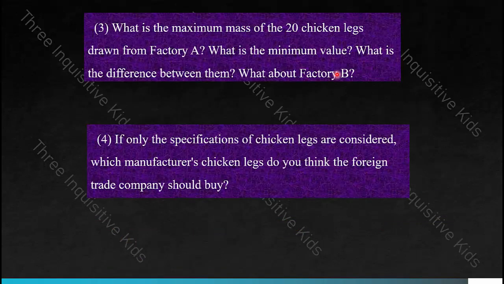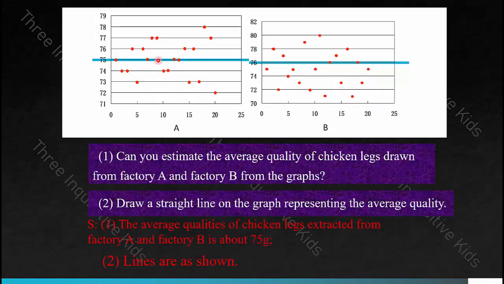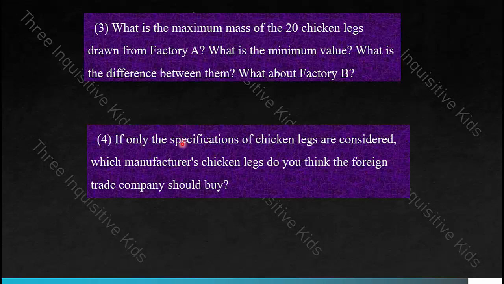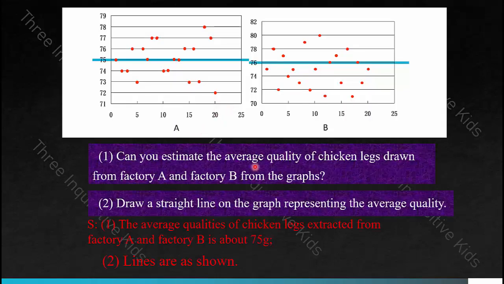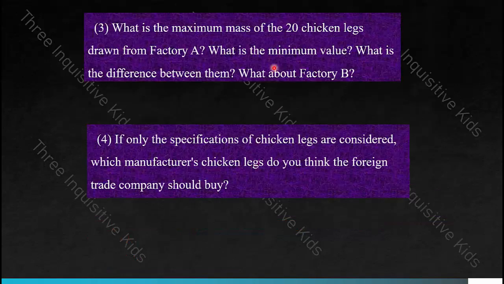Two more questions. What is the maximum mass of the 20 chicken legs drawn from factory A? What is the minimum value? And what is the difference between them? And what about factory B? So now it's asking us, what is the largest quality out of the 20 chicken legs from factory A? So let's see here, and the highest one is 78. 78 grams is the highest. The minimum is 72. We subtract 72 from 78, and we get 6. So the difference between the max and minimum value quality of the 20 chicken legs is 6 grams.